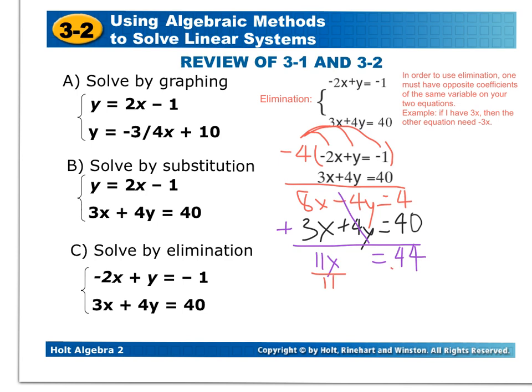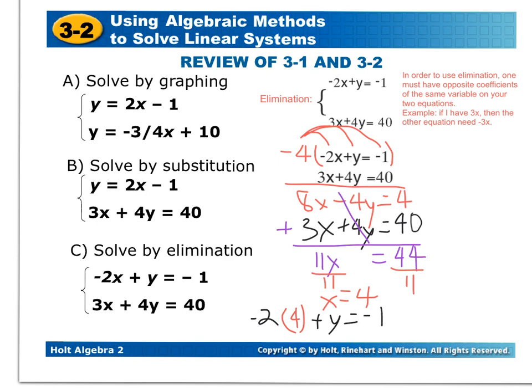This divides by 11 on both sides. X is equal to 4. Now, just like with substitution, we are going to plug in that 4 in place of either the top equation or the bottom equation. In this case, I'm going to choose the top. You could choose either one. And I'm simply going to solve for y. So 2 times the 4 plus the y is equal to negative 1.